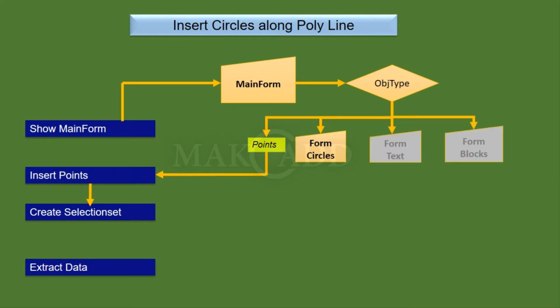For object types text and blocks we will do the same, but in this video we are covering only circles. After getting the data for circles from the form, first we will run the point insertion procedure and insert points. Then we run the create selection set procedure, create card points and extract data to the variable object data.